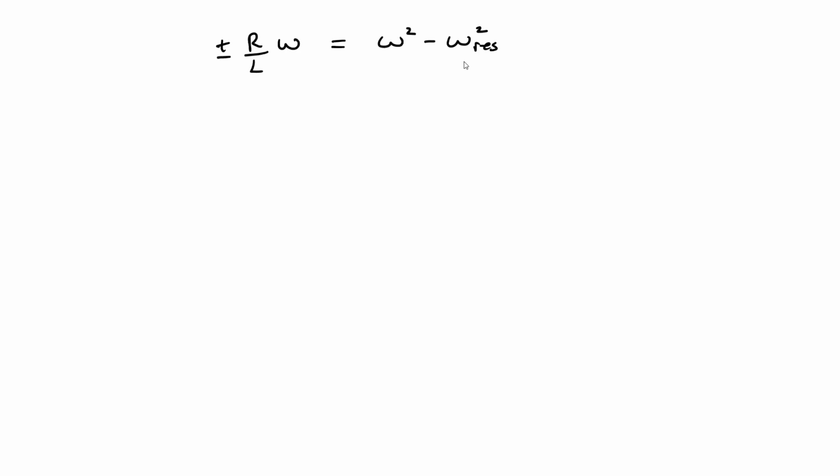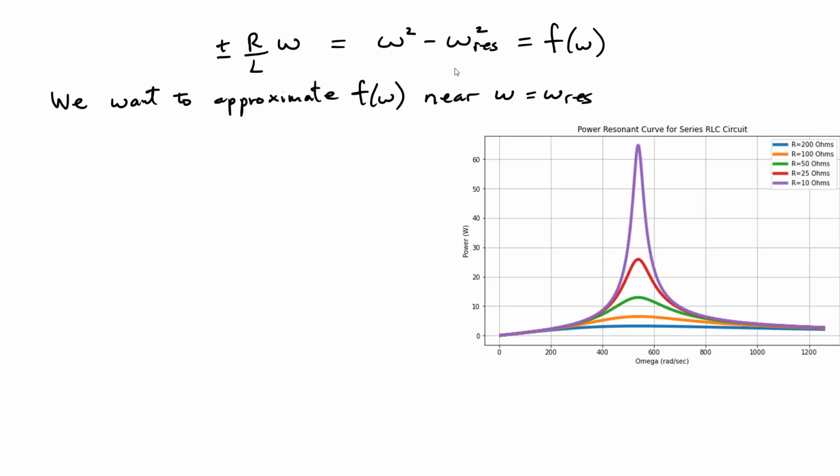Okay, so this is what we're trying to solve for, right? Solve for omega. I'm going to call this right-hand side here some function of omega, f of omega right here. And the goal now is we want to approximate this curve near my resonant frequency. Okay, and I'm going to show you why in a minute. So that's really what you want to do. I mean, you could solve this, it's a quadratic equation, but it just gets kind of messy.